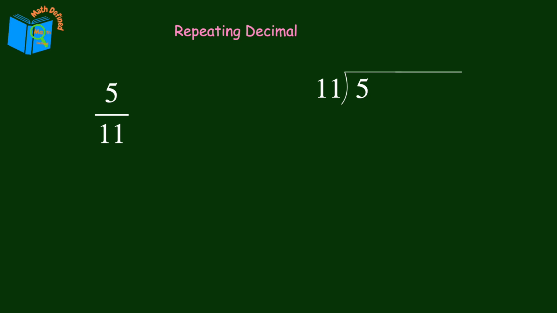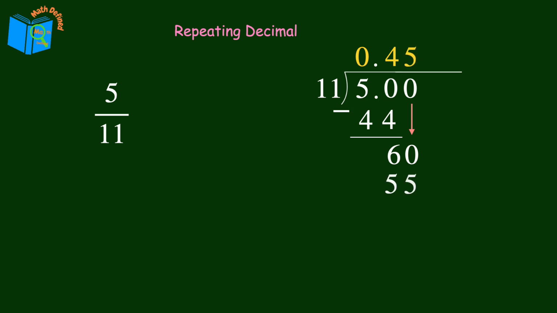11 divides into 5 0 times. So we'll need to add a decimal point along with a 0 in the dividend. Now 11 divides into 50 4 times. We multiply 4 by 11 to get 44. After subtracting, we have a remainder of 6. Then we add another 0 and bring it down. Next, 11 divides into 60 5 times. We subtract 55 from 60, leaving us with a remainder of 5.